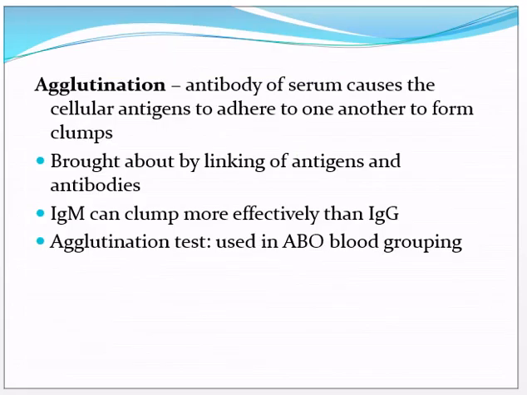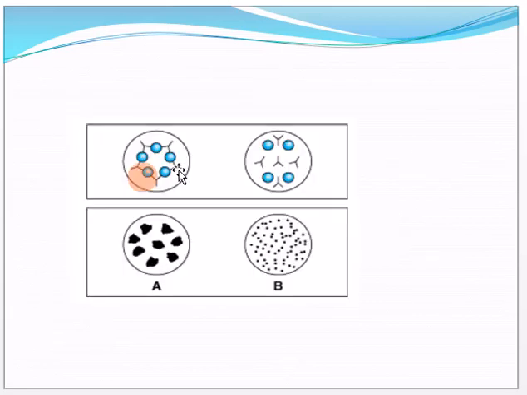Now the next reaction is agglutination. Agglutination is when a lot of antibodies bind many antigens, or many antigens bind to a few antibodies, and they clump together. They come close to each other and they cannot break apart, and that is called clumping. The blood clumping is just forming a lump of molecules.